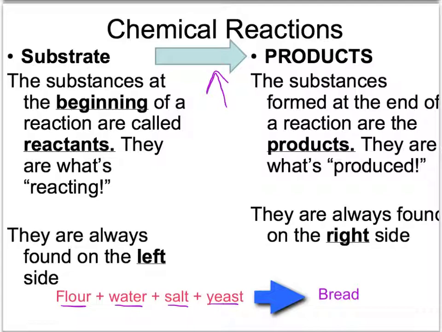Then you have products. Products are always found on the right side. Products are what you produce. So they're what you end up with at the end of a reaction. In the example, if you take flour, water, salt, and yeast and you combine them, what you end up with is bread. So that is the product.